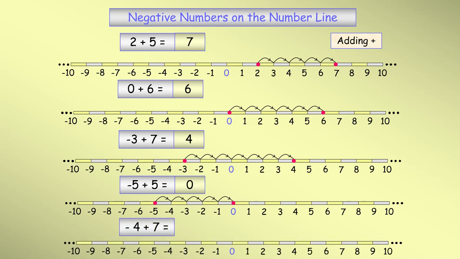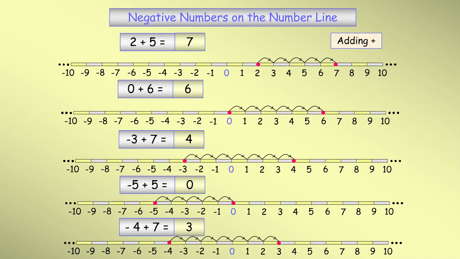Okay. Finally, we've got -4 add 7, so you start at the first term, -4, and then you count 7 to the right. That takes us to 3.